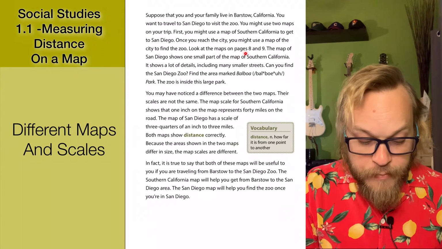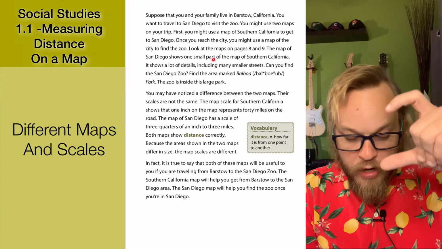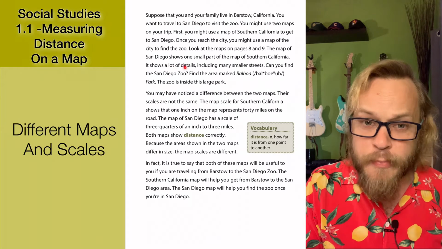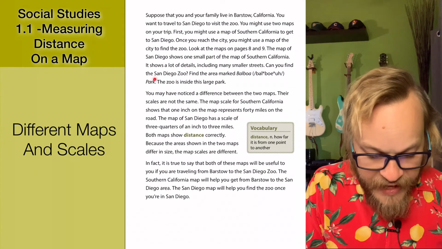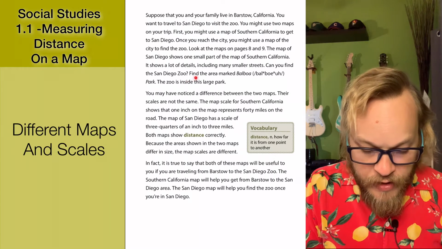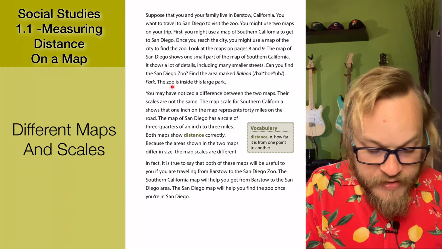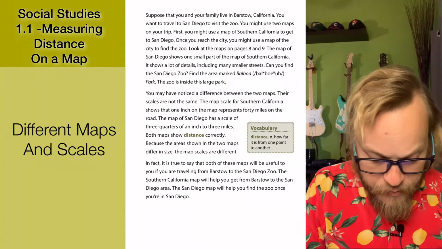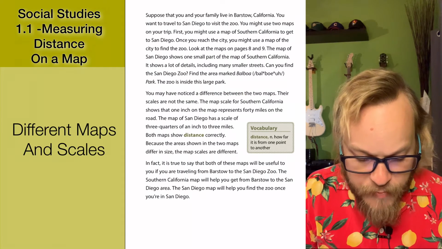Look at the maps on pages 8 and 9. The map of San Diego shows one small part of the map of Southern California. It shows a lot of small details, including many smaller streets. Can you find the San Diego Zoo? Find the area marked Balboa Park, and the zoo is inside this very large park in the city of San Diego.